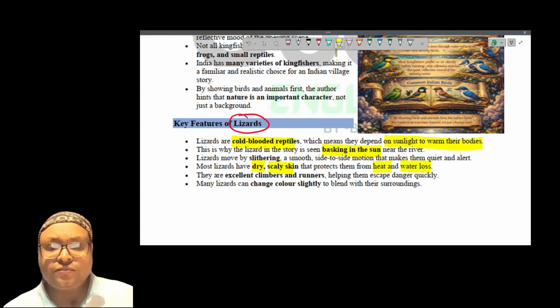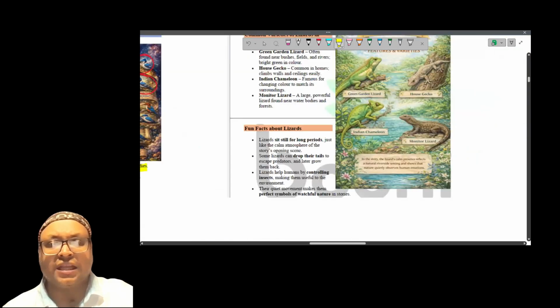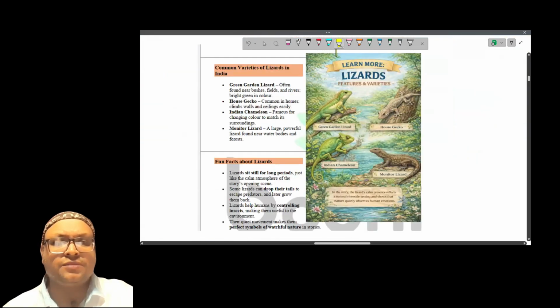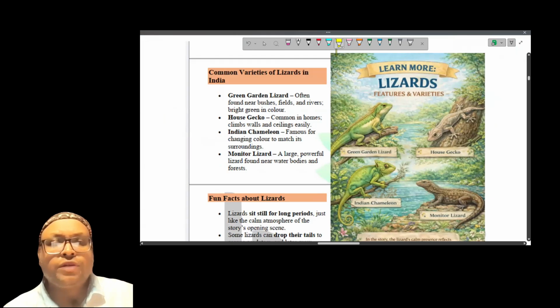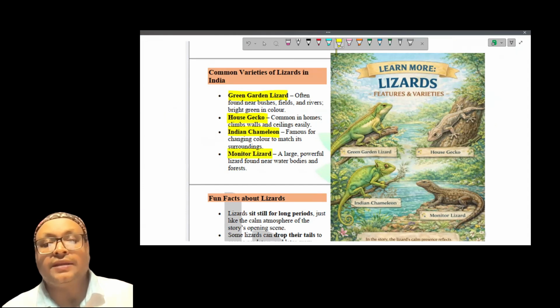Anyway, we know many more things about lizards. Some specific types of lizards are there. Look at here. I brought here some types of lizards. Like what? Green golden lizard is there. House gecko is there, Indian chameleon is there, monitor lizard is there. So there are plenty of types of lizards. Here are the pictures you can see.